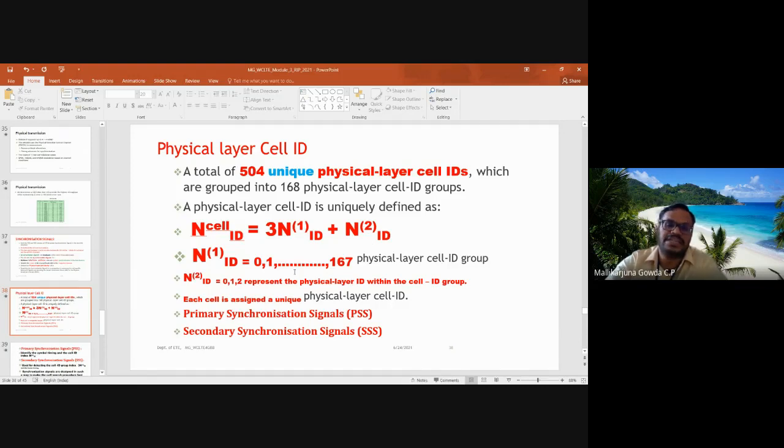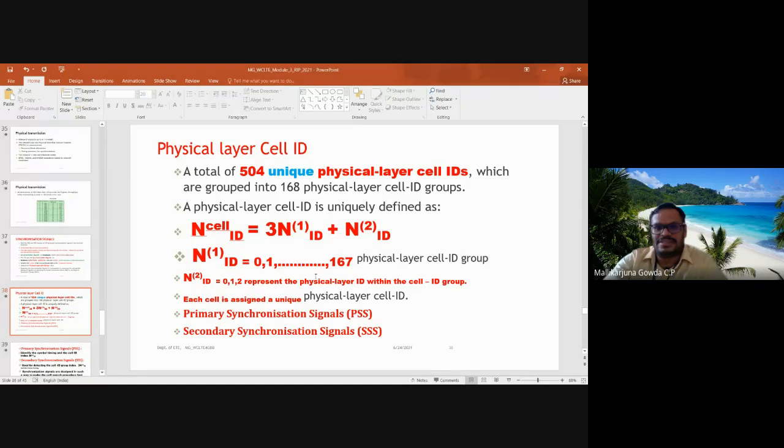With the software I mentioned, LTE-bullet.com, you will be able to understand how to select that physical layer cell ID, how to calculate it, and the synchronization signals and all. Each cell will be assigned a unique physical layer cell ID. As I said, there will be 504 unique physical layer cell IDs, so each cell will be assigned one unique physical layer cell ID.